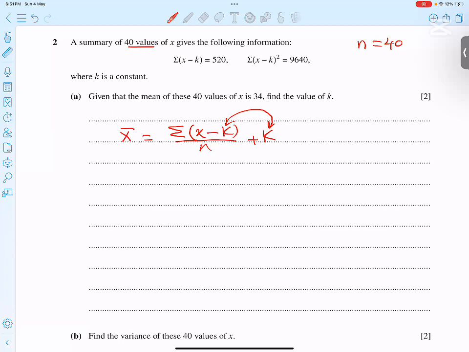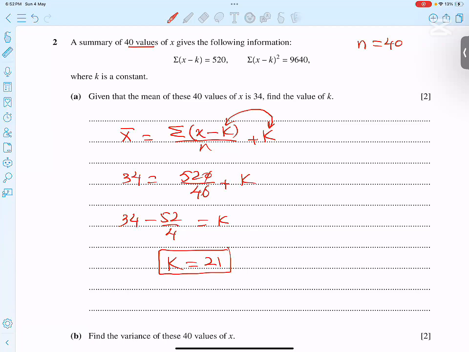Now I'm replacing: the mean given is 34. The upper part is the same, so I replace it by 520, and the n value is 40. I think the idea is clear. This cancels out and it goes 34 minus 52/4. If I type it in the calculator, 34 minus 52 by 4, the answer turns out to be 21. Okay, this is done. Let's go for the next part.